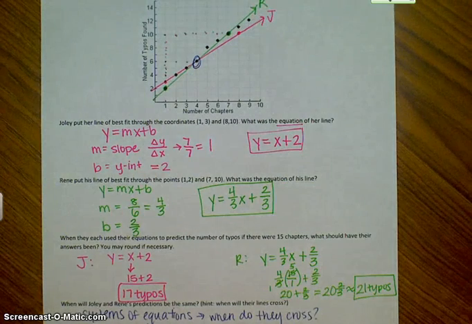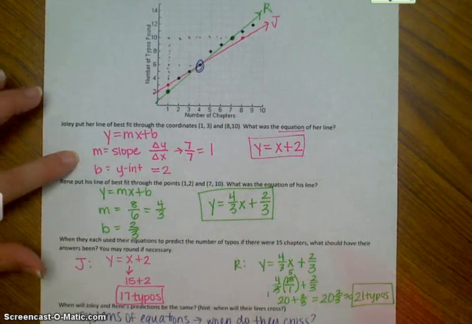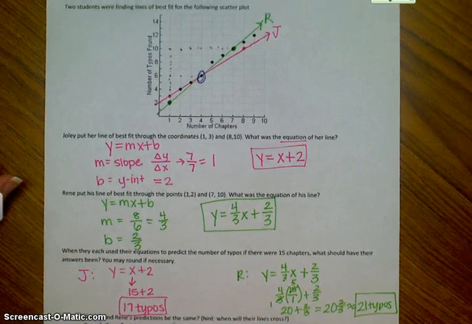Okay, so this was a summary of scatter plots and using lines of best fit with our slope-intercept form to interpret and do some interesting things with our scatter plot.